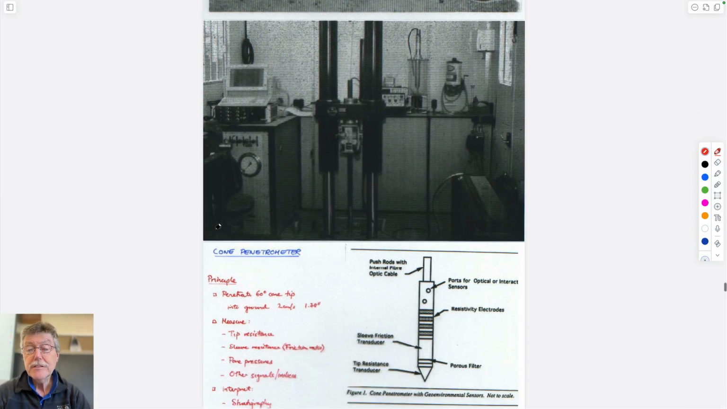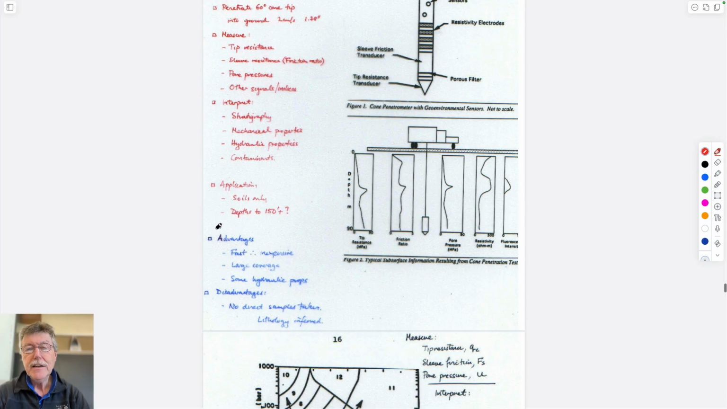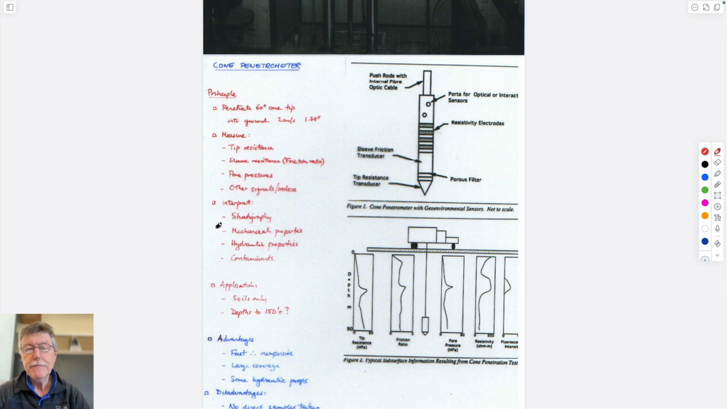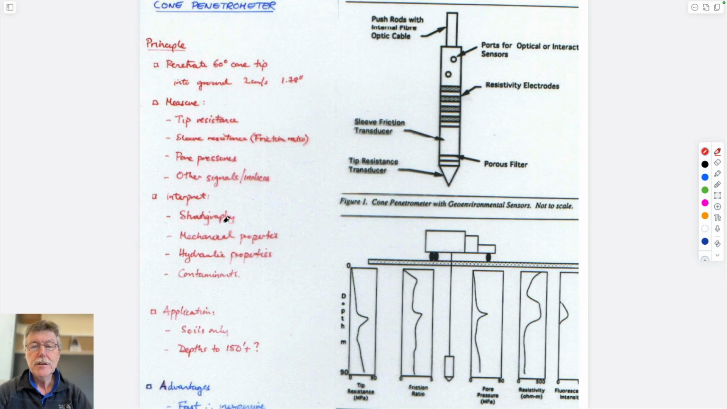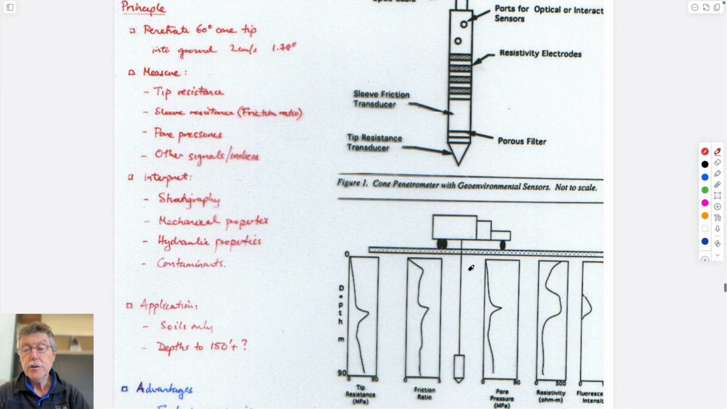Direct push methods are exactly what you might suspect they are. The idea is that instead of drilling, which is a laborious process in soil, you can just push from the bottom of a van into the ground a probe, which by its mere act of being pushed into the ground, you might be able to record something about what it's going through.